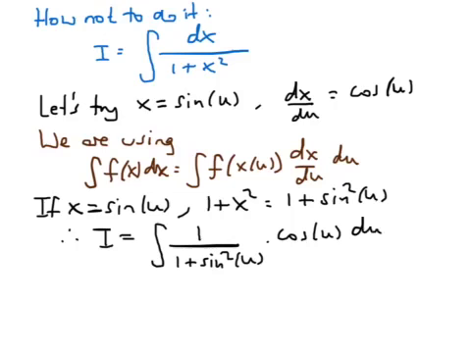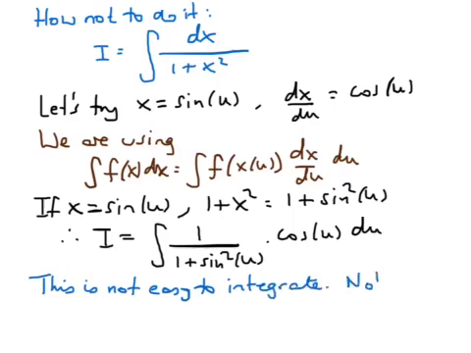And the point is that this has now not simplified. Our factor of 1 plus x squared simplified nicely when we said that x was the tangent of u, but when we say that x is the sine of u, this does not become simple. So this is not easy to integrate. So it is not a very helpful substitution.